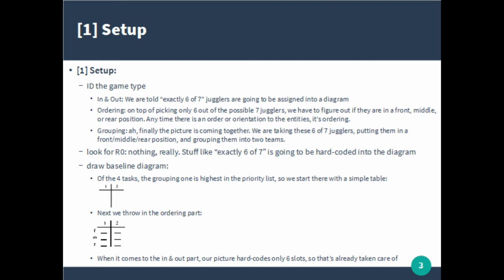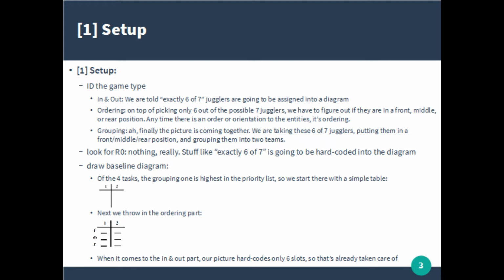So diving right into the setup. The first challenge here is to identify the game type that we are looking at. If you take a look at the intro paragraph, and I'm going to find these and list these in the order that the paragraph verbally provides them to us, it looks like the first thing that we know we're doing is an in and out situation. We are told exactly 6 of the 7 jugglers are going to be assigned into whatever diagram we make. So that tells us that we're not using all 7 entities. We have to select 6 of them to be in and 1 of them to be out.